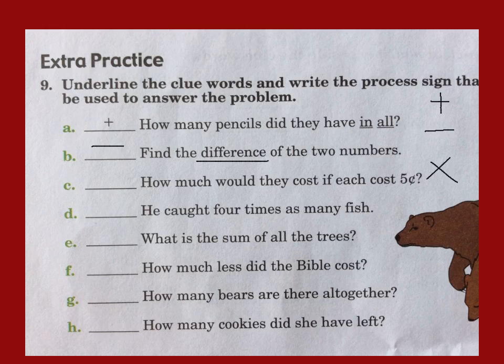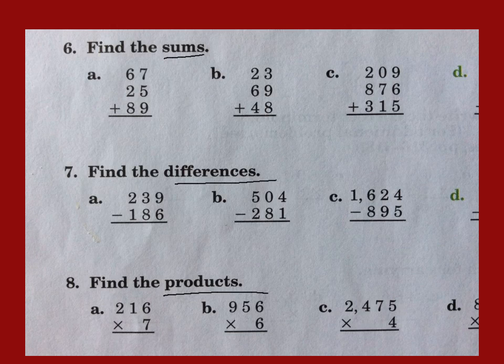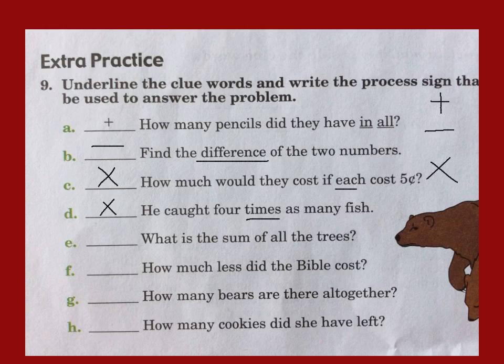C. C says how much would they cost if each cost 5 cents? Well, the word each gives us a hint that it's multiplication. D says he caught 4 times as many fish. Remember, when we see times, we know it's multiplication as well. E, what is the sum of all the trees? Remember, sum is the answer to addition problems. So the sum would be addition.